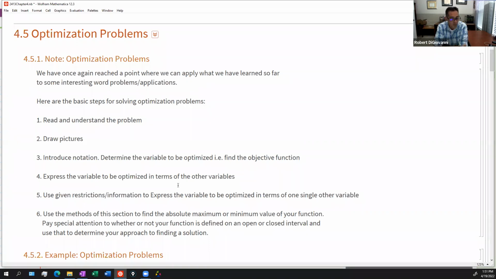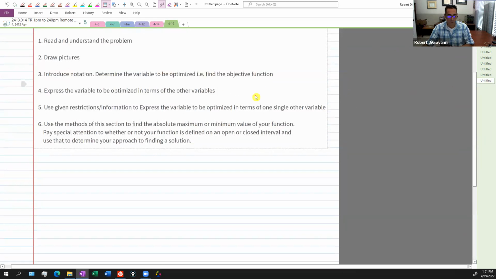All right, so once again, we reached a point where we can apply what we've learned so far to something interesting, word problems, applications. So I do give you a basic set of steps here, and I'll run through these steps with you as we do a problem. So let's not get bogged down on the steps right now. I want us to start this by thinking about something. So clear your minds for a moment, and I'd like for you to think about this.